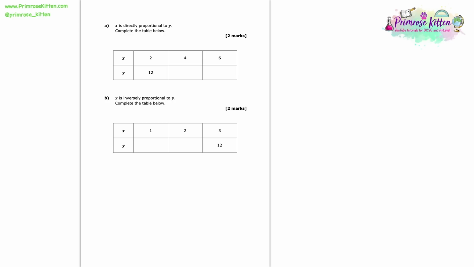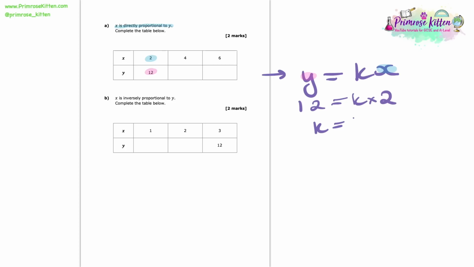x is directly proportional to y. Complete the table below. So here we're given the x values of 2, 4 and 6. But we're told that when x is equal to 2, y is equal to 12. And when we have direct proportion, we can say that y is equal to some constant times x. Well, we can work out what that constant is. We can say, well, if 12 is equal to k times 2, then k must be equal to 12 divided by 2, which is 6.